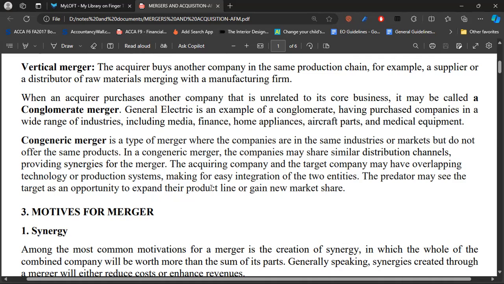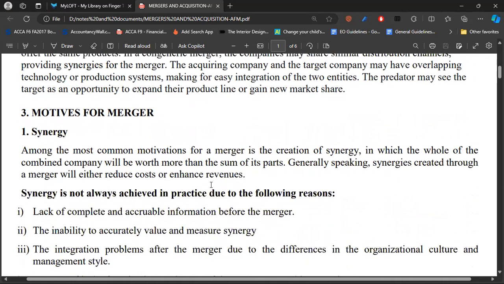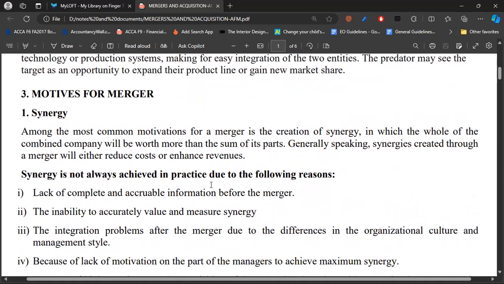So the predator may see the target as an opportunity to expand their product line or gain new market share. Now, sometimes an examiner might ask you what the reasons or benefits of mergers and acquisitions are. When you look at the types of benefits, one is synergy. With synergy, we are saying that there are additional benefits associated with economies of scale after the merger and acquisition.